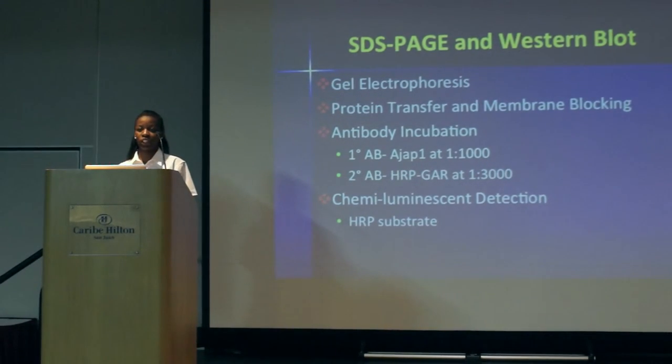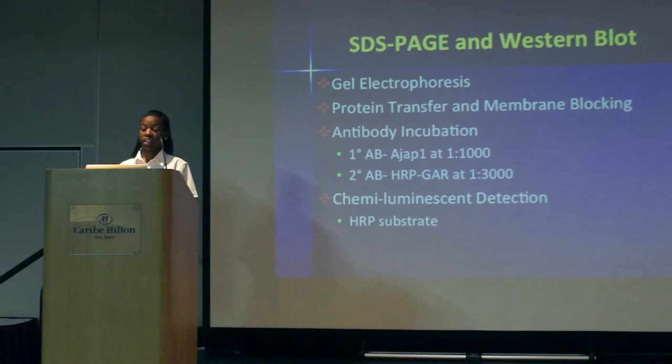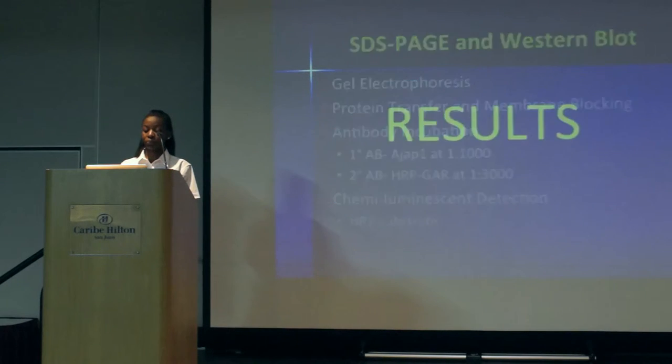After the gel was run, the proteins were transferred to a more solid support of the membrane, and the membrane was blocked. Following the blocking step, the membrane was incubated in our primary antibody, HF1, and then our secondary antibody, HRP, goat anti-rabbit. We then viewed this using chemiluminescent detection.